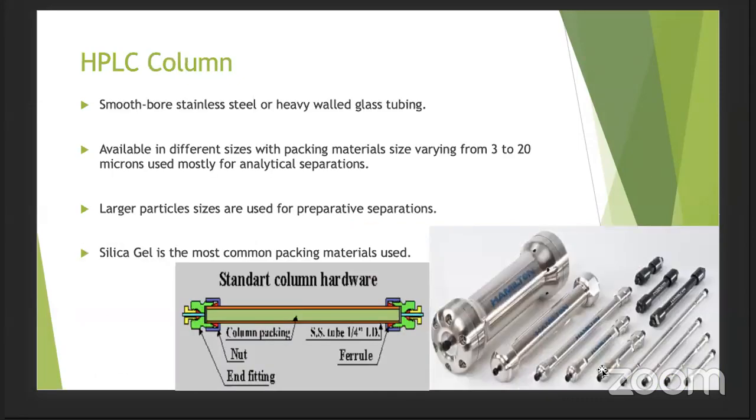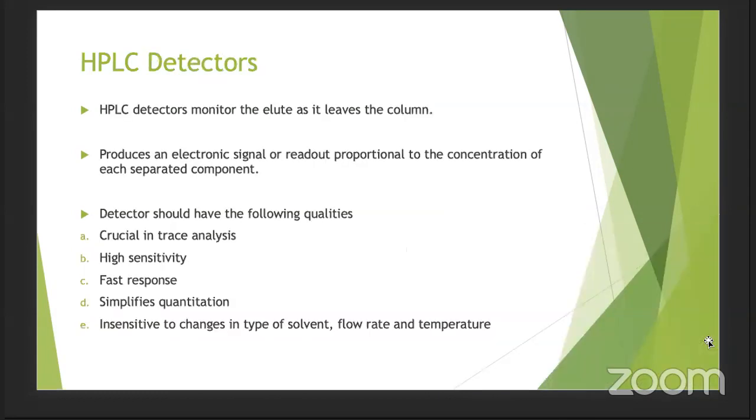Then these are different HPLC columns that are commercially available. This is from the company Hamilton, and these are different sizes, different pore sizes, and different lengths of columns that are available. Then detectors. As I told you, HPLC detectors basically monitor the eluate that leaves the column. It produces an electronic signal or readout proportional to the concentration of each separated component.